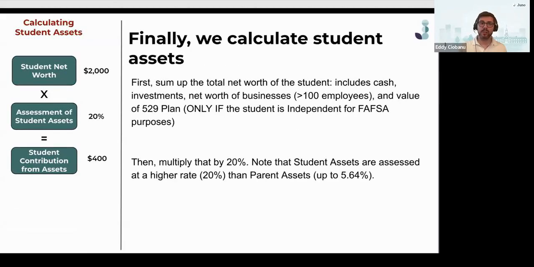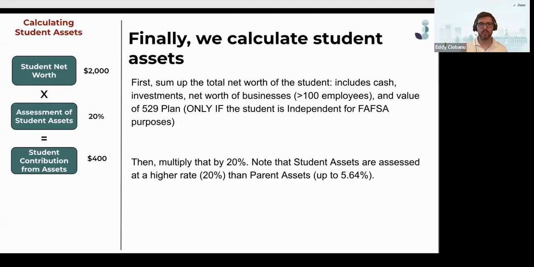Student assets are also factored in. We're going to think about the net worth of all the students' assets. So not the total value, but only the net worth. So any cash the student has, investments, some students do have businesses that they've started. But again, if it's over 100 employees, then you report it. If it's not, then you don't have to report it. This was a change from last year to this year.